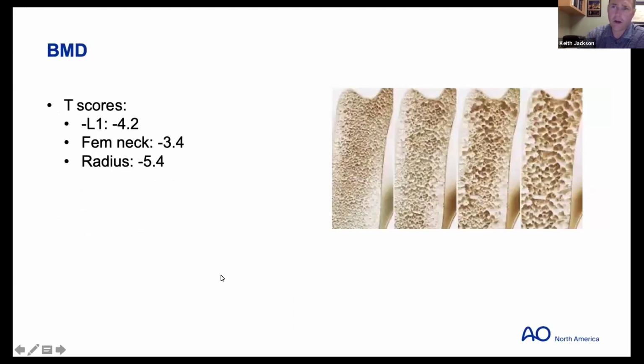Because of her age, her gender, and her history of bulimia, I obtained a DEXA scan as part of the initial workup. It showed T scores of negative 4.2 in L1, negative 3.2 in the femoral neck, and negative 5.4 in the distal radius.